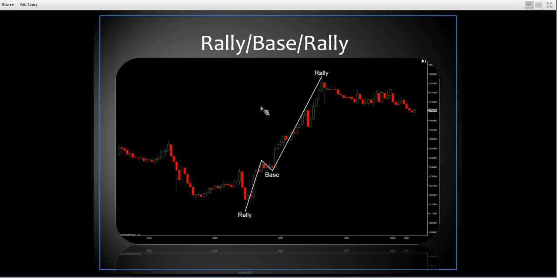The opposite is the RBR, the rally-based rally. It's the same, only to the upside. We have a rally in price, a small base, and then a continuation move to the upside. So this is also signifying that the bulls are in control, and that they have now consumed all of the sellers that were in that particular area.